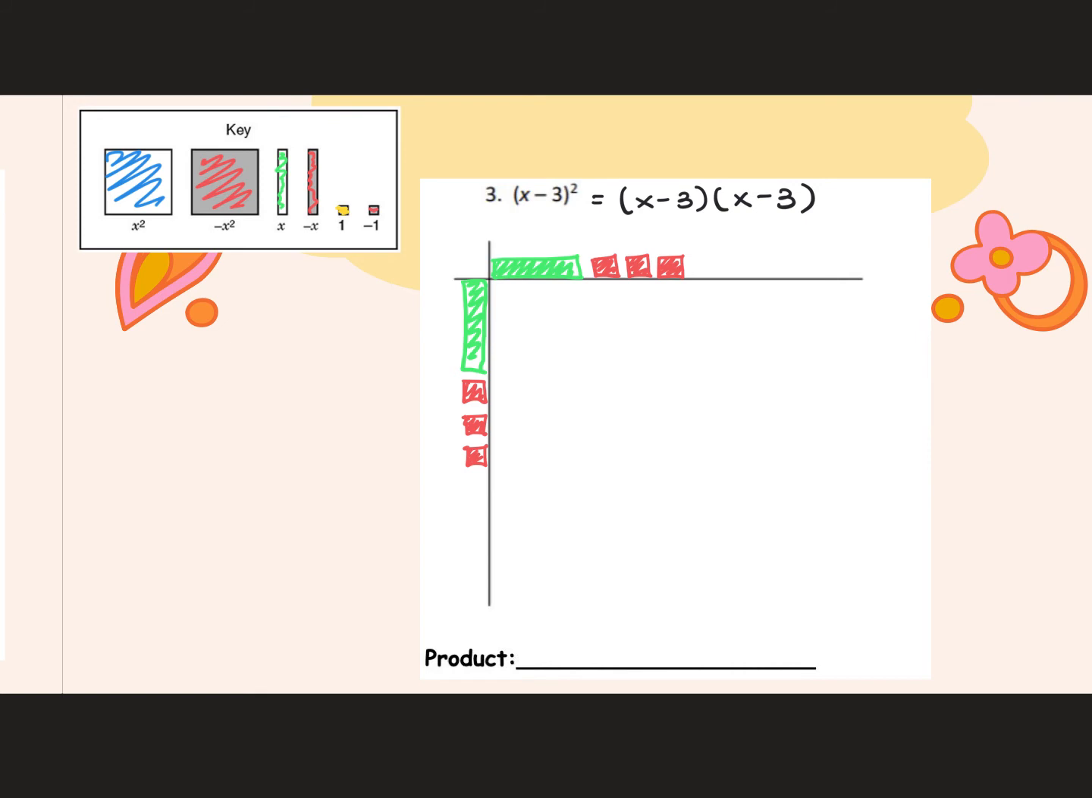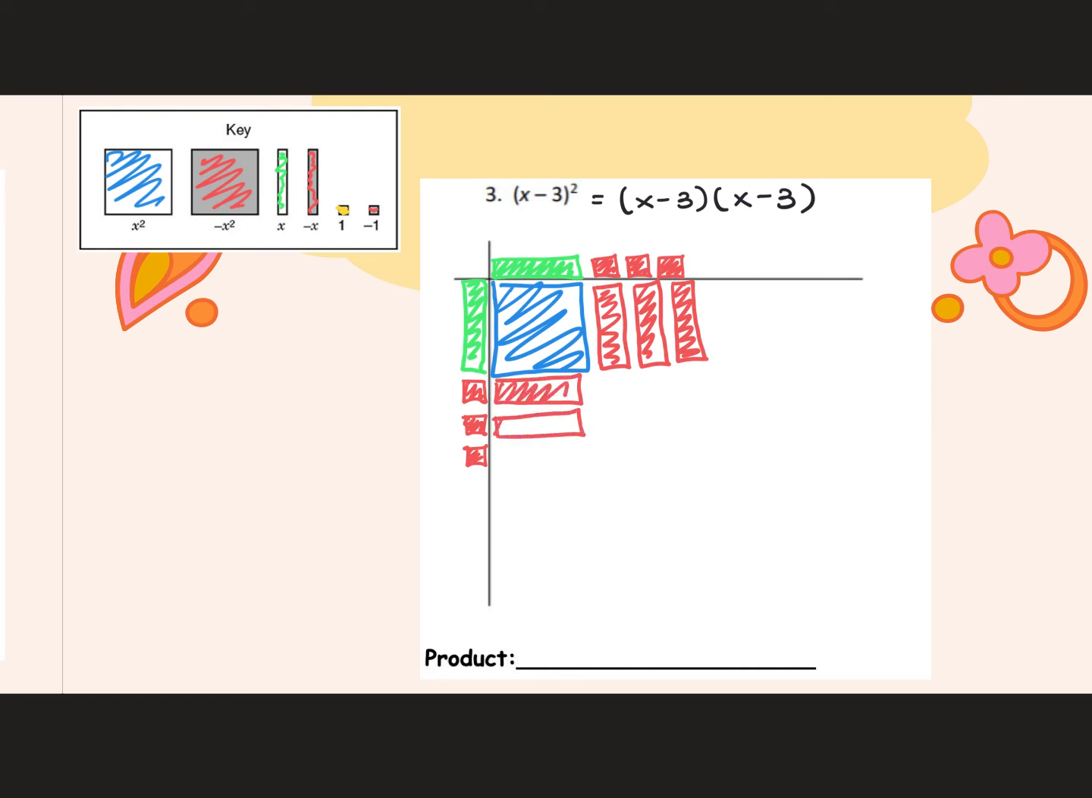All right. So we have x times x, which is going to give me x squared. We have x times negative 1, which is going to give me negative x. Negative x. Negative x. Here again, we're going to have negative x. Negative x. Negative x.